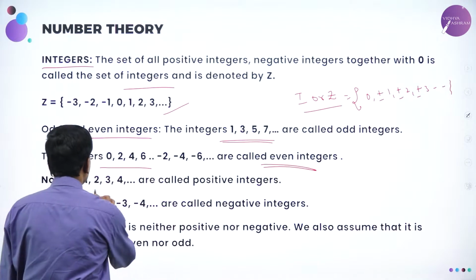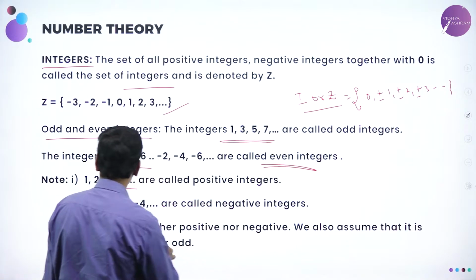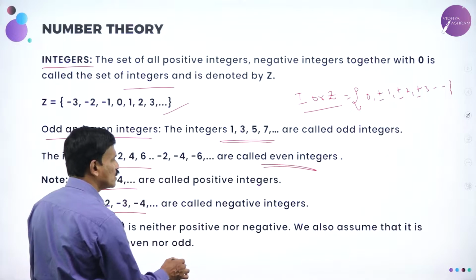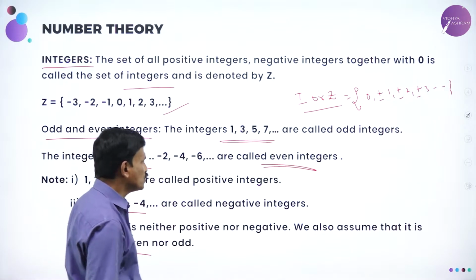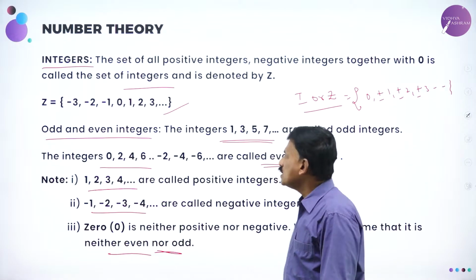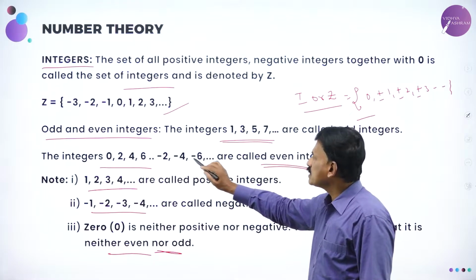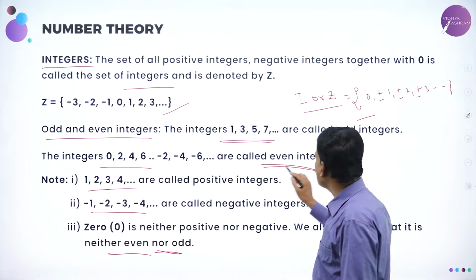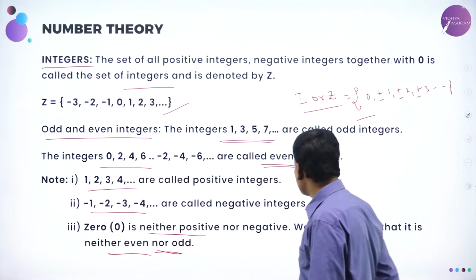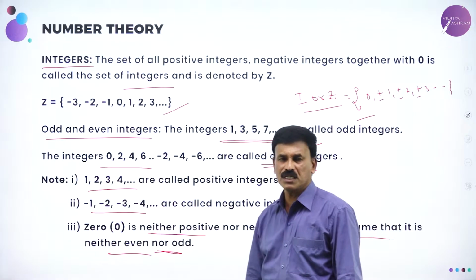So, therefore, here 1, 2, 3 are called positive integers, whereas minus 1, minus 2, minus 3 are called negative integers, and 0 is neither a positive nor a negative number. So, therefore, we assume that it is never an even or an odd number. So, here 1, 3, 5 are called odd numbers, whereas minus 2, minus 4, minus 6, plus 2, plus 4, plus 6 and 0 are called even integers, whereas 0 is neither positive nor negative. So, we just assume it as neither an even number nor an odd number.